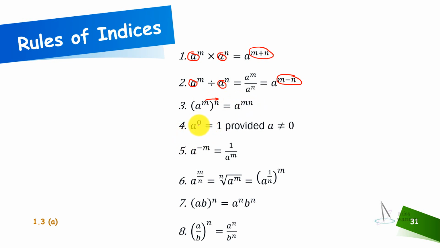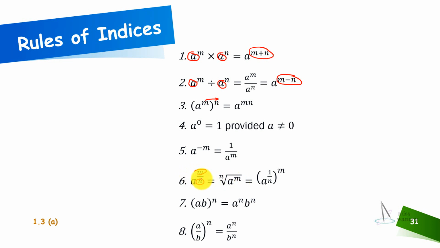Any number to the power of 0 is equal to 1 as long as that number is not equal to 0. If we have something that has a negative power, so a to the power of negative m is actually 1 over a to the power of m. Okay, so if you have a to the power of m over n, do check, this is your numerator, this is your denominator. So for your denominator, it will become the root, so the n root. Meanwhile, for your numerator, it will become the power. So this is the n root for a to the power of m.